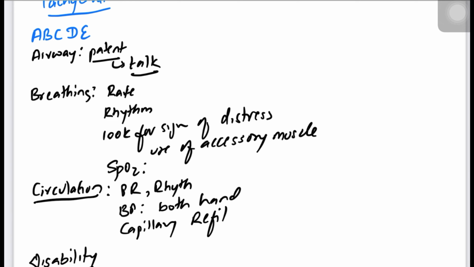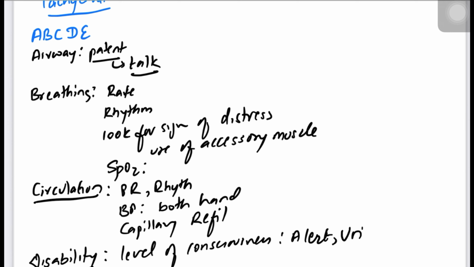What about disability and lastly exposure. Disability: look for the level of consciousness of the patient. Is the patient alert, responsive to voice, responsive to pain, or unresponsive?